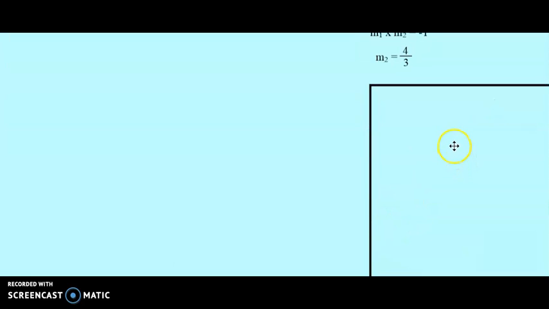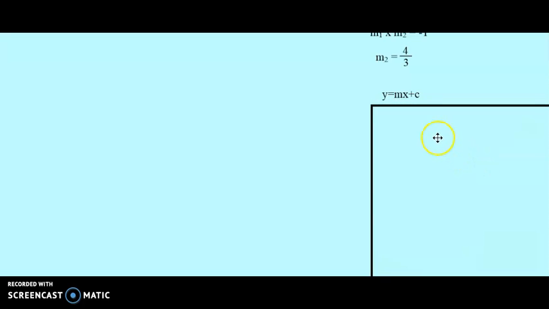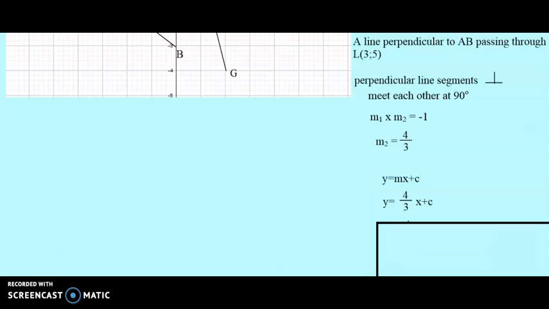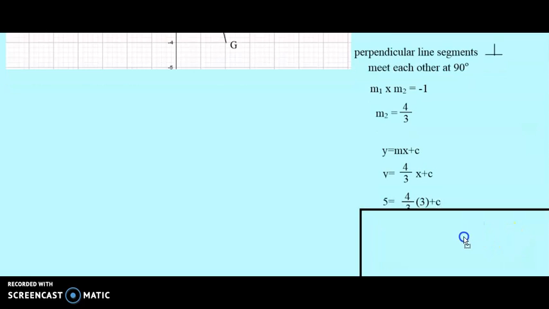This is only my gradient. I still need to calculate the C value of the graph. I will now substitute the coordinates of point L into the equation y is equal to mx plus c. Remember, I've got my gradient, my y value, my x value, and I need to now substitute these accordingly. Firstly, I substitute my gradient. My next port of call will be to substitute the coordinates of L.